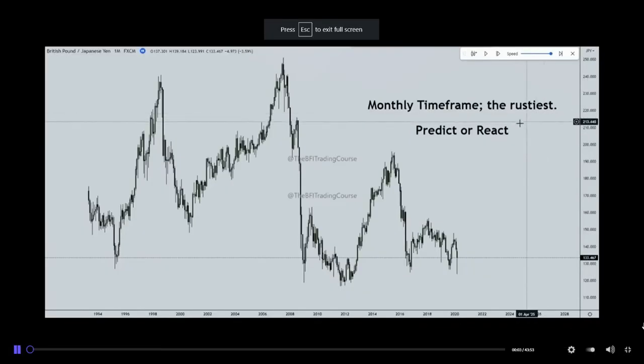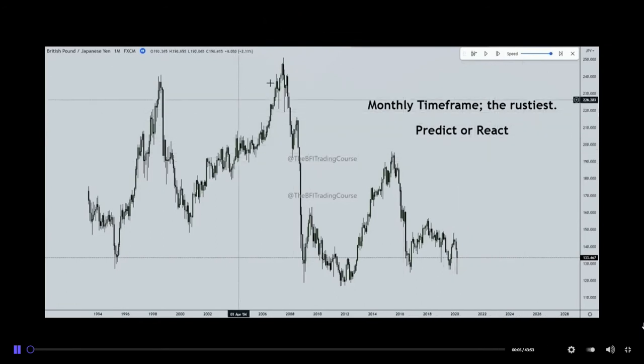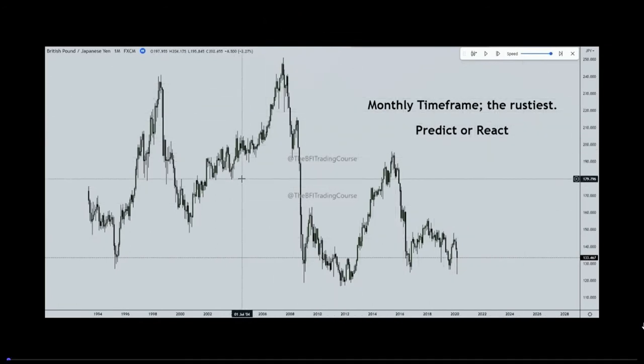Let's discuss this monthly time frame, and hopefully after this video you begin to understand your bias, how you're going to be fluid on the monthly, how you're going to be shifting your bias from bullish to bearish to maybe reversing. We start off on any pair. We start off with the monthly.